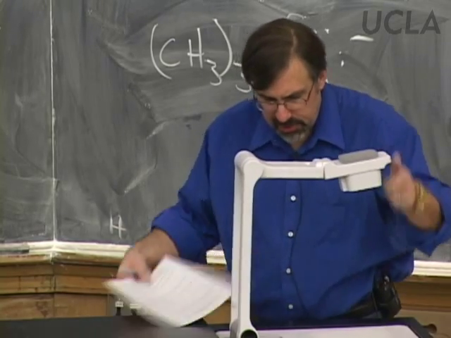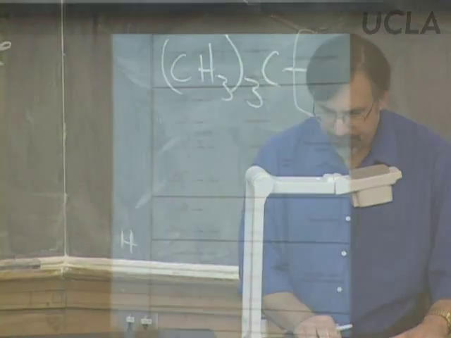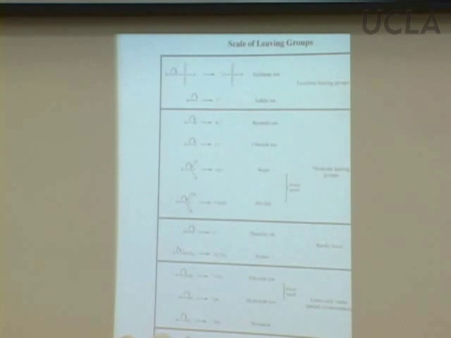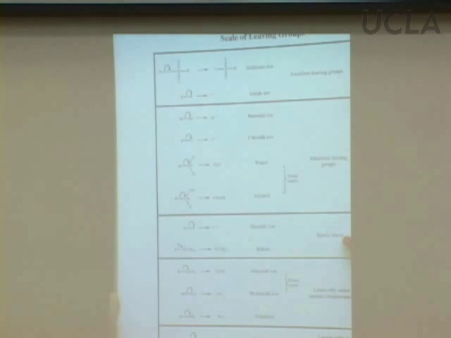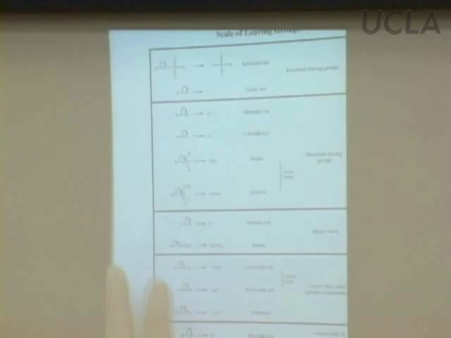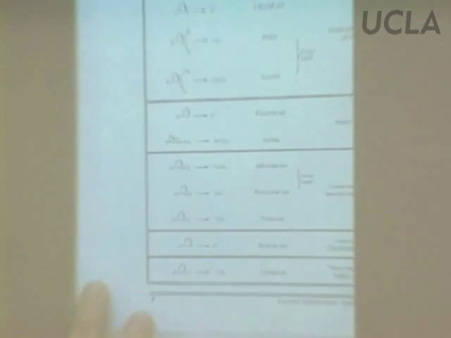All right, let's see if this is going to work today. All right, there we go. But you have this in front of you anyway. So this is a scale of leaving groups. We have really, really good leaving groups. We have okay leaving groups. We have leaving groups that are kind of clingy, since we were using the relationship idea before. We have two groups of leaving groups that only leave under special circumstances. And then finally, we have leaving groups that basically never leave.